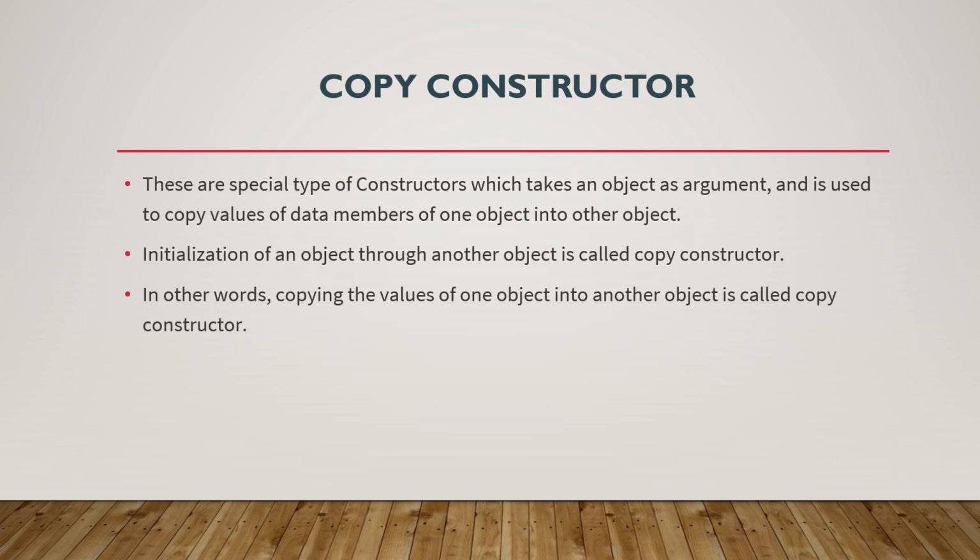The third type of constructor is a copy constructor. It is a special type of constructor which takes an object as an argument. Initialization of object through another object is called as a copy constructor. Therefore, copying the values of one object into another object is called as a copy constructor.